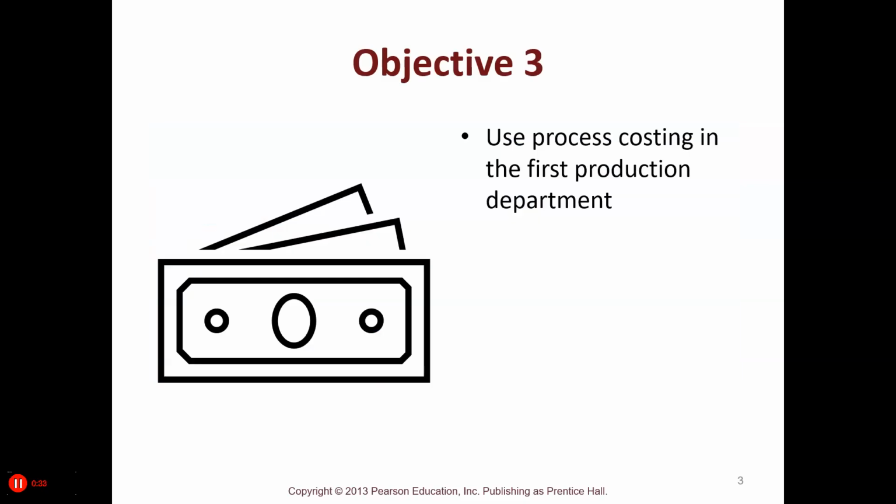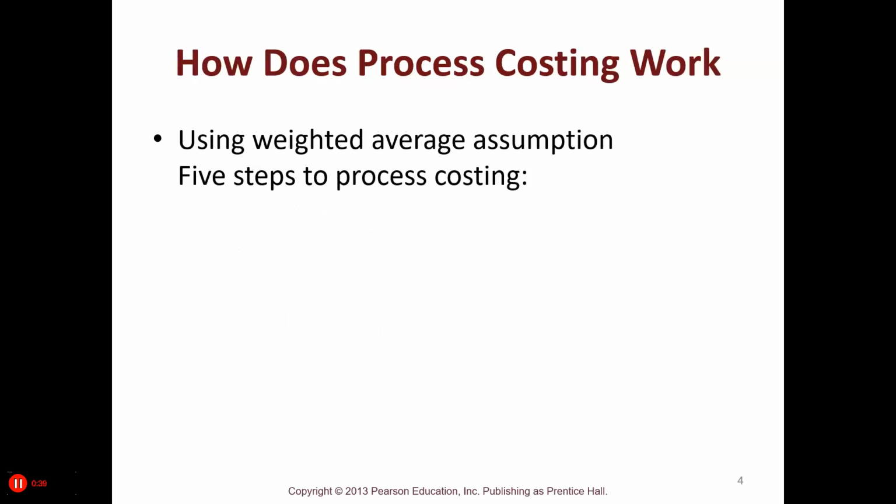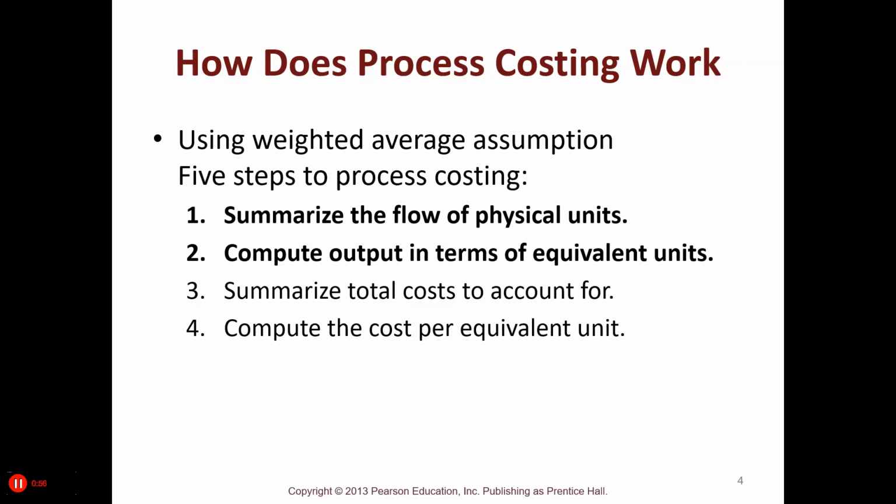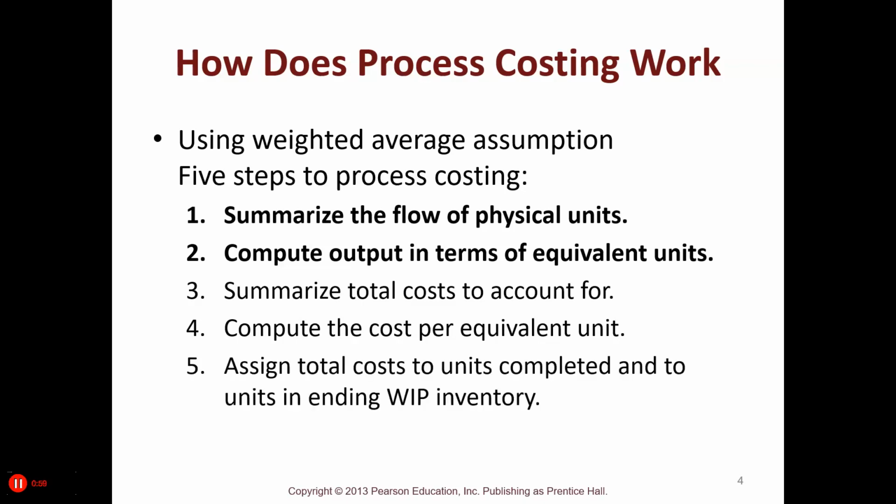So now we're going to go through our 5-step process. First, we did this in part 1. We're going to summarize the flow of the physical units and compute output in terms of equivalent units. We always have to do that. Then we're going to summarize the total cost to account for, and then we're going to compute the cost per equivalent unit. And then the last thing we're going to do is allocate that cost, based on equivalent units and cost per equivalent unit, to completed units transferred out and ending work in process.